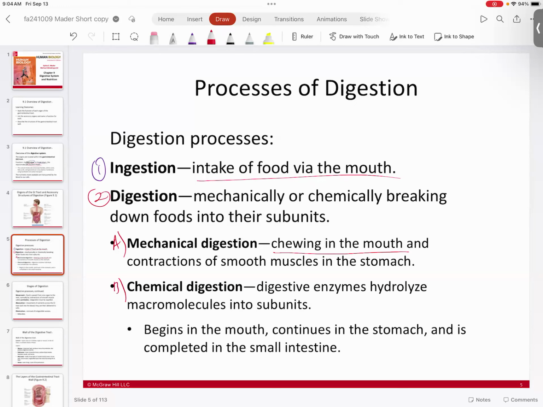And there's what's called chemical digestion. This is basically where you use your digestive enzymes to hydrolyze the macromolecules into subunits, where you start to break down your food into individual pieces.